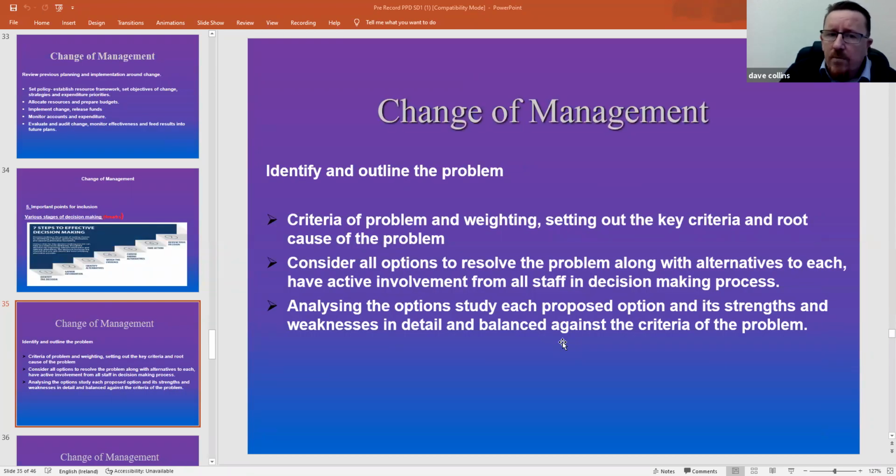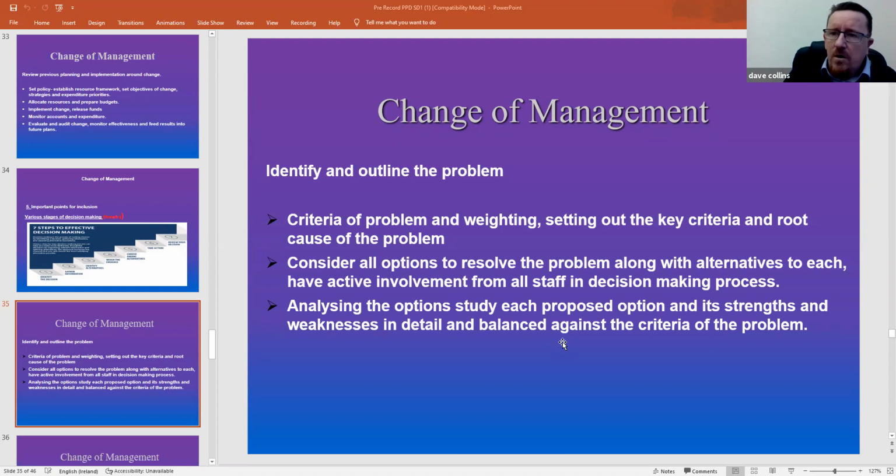Identifying and outlining the problem. So the criteria of the problem, setting out the key criteria and root cause of the problem. Consider all options to resolve the problem along with alternatives to each. Have active involvement from all staff in the decision-making process. Analyzing the options, study each proposed option and its strengths and weaknesses in detail and balanced against the criteria of the problem. So the root cause of problems.